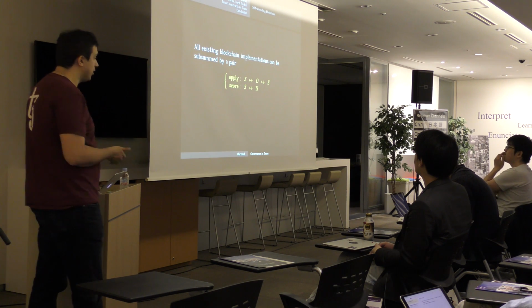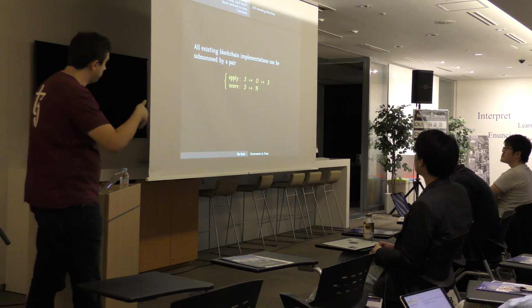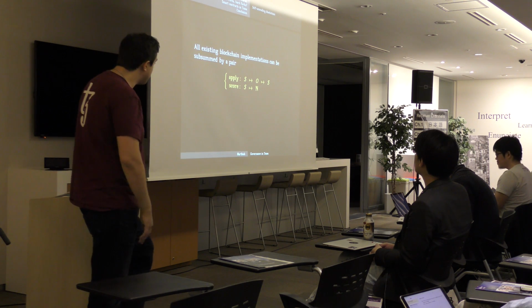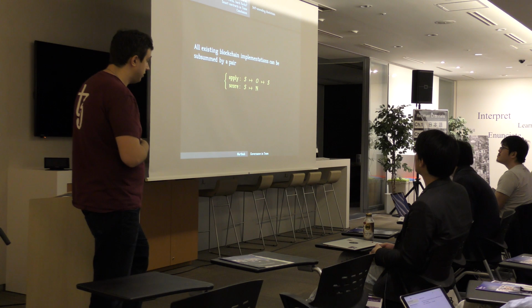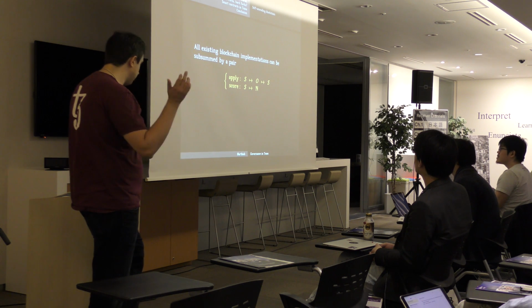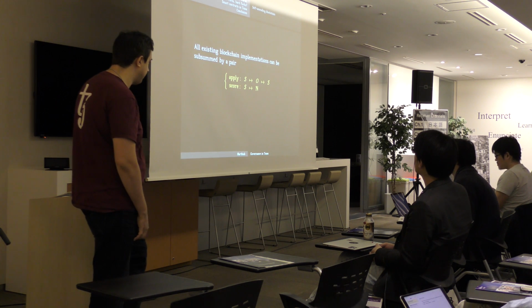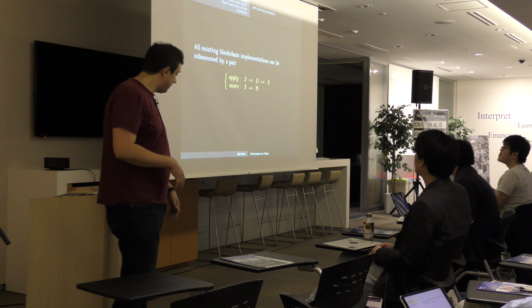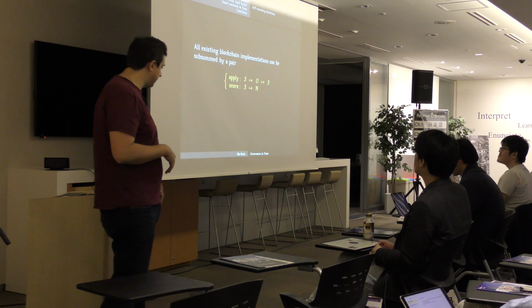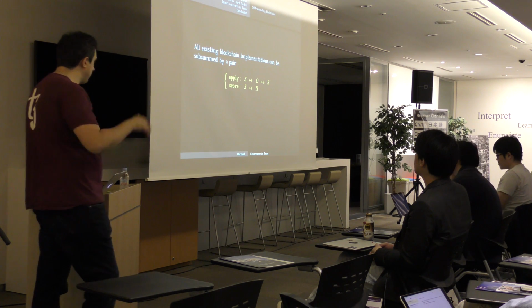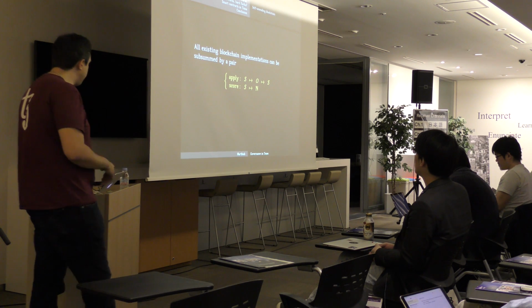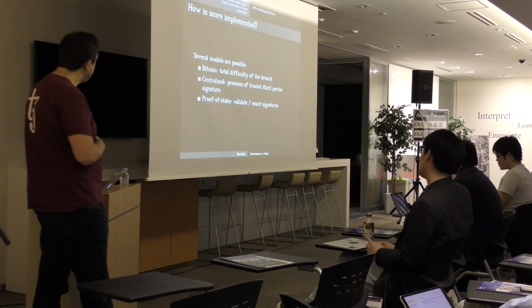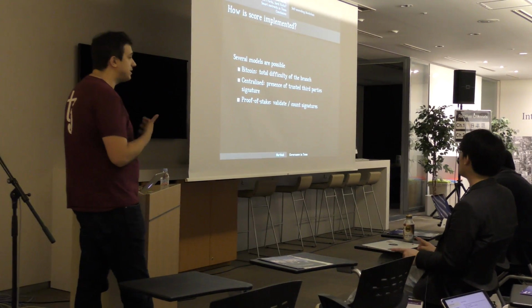And so all existing blockchain implementations have this structure: a state transition function and a scoring function. This is true of any design you have here. You can imagine even sharded blockchains, or more centralized versions, or meta blockchains, what have you. They all have essentially this structure. And so how do you implement this score function?